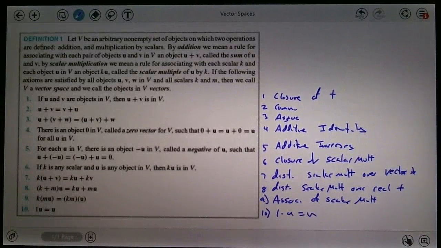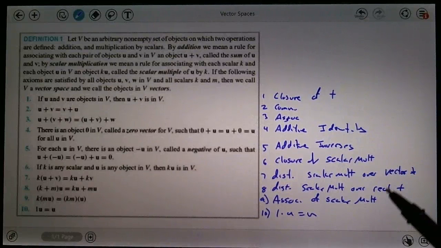So it seems kind of odd to me that the first step we take into the world of abstract mathematics is to go do it with vector spaces, which have 10 axioms. This is a fairly complicated structure, but this is what it is. This is a vector space.